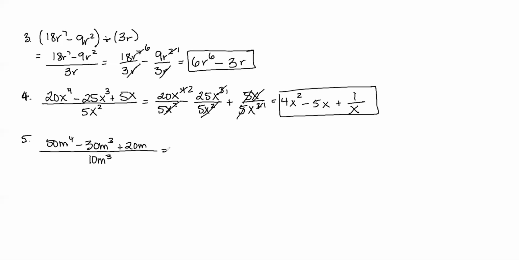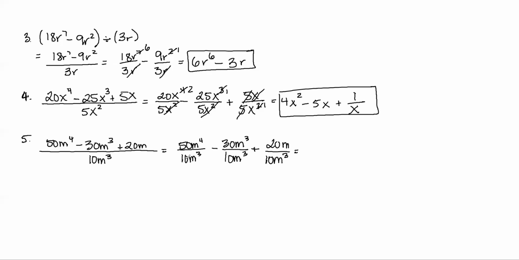All right. So first things first, let's split this up. So we got 50m to the 4th over 10m cubed, minus 30m cubed over 10m cubed, plus 20m over 10m cubed. All right, so let's start dividing.